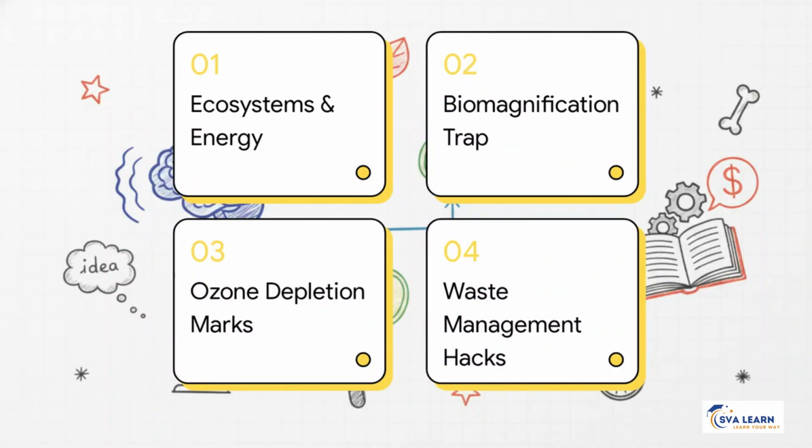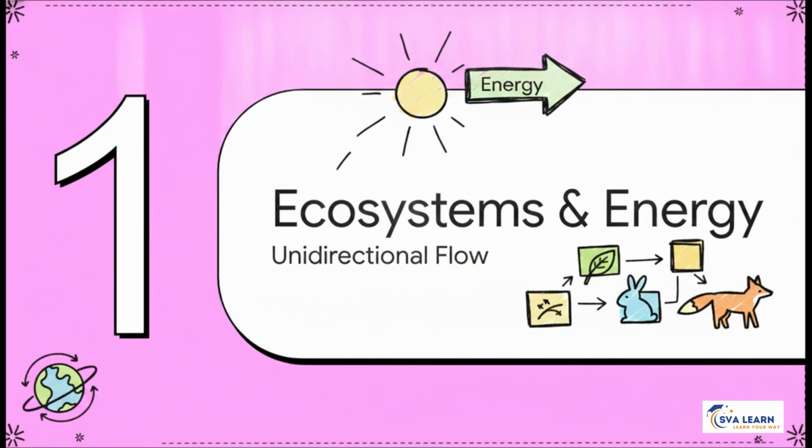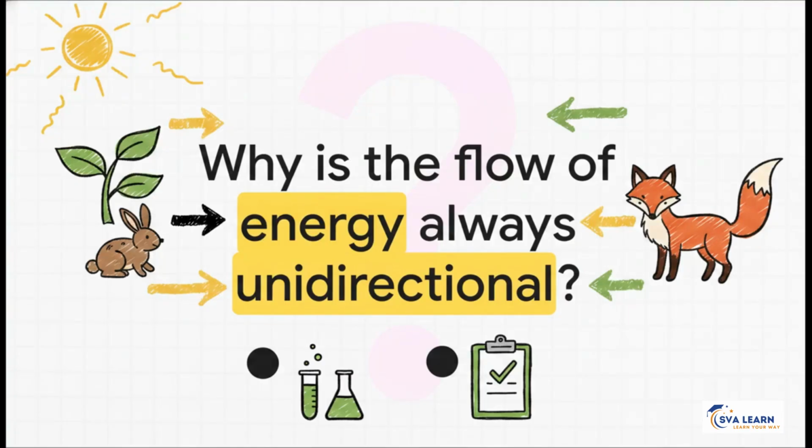Okay, so here's our high-yield checklist for today. We're hitting ecosystems and unidirectional energy, the biomagnification mark trap, securing those ozone depletion marks, and waste management guaranteed threes. Let's dive right in. Section 1. Ecosystems and Unidirectional Energy. The examiner's favorite 2-mark question. So, look at this specific question. Flow of energy in an ecosystem is always unidirectional. Why? When you see this pop up, don't panic.